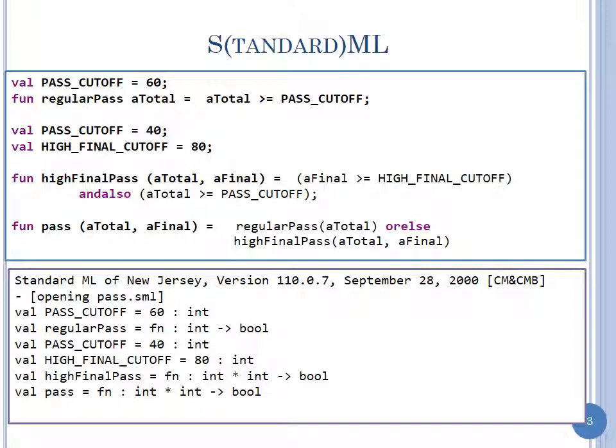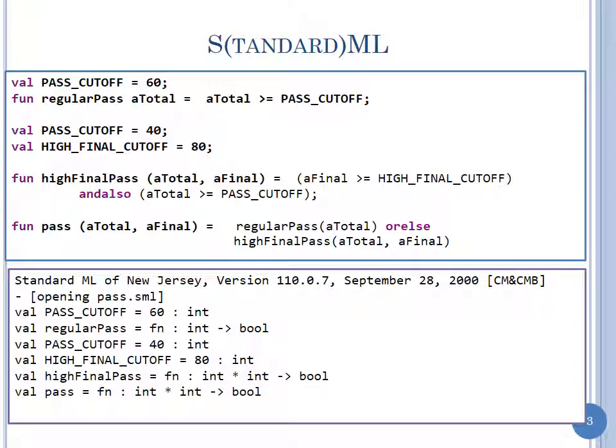So what's it telling you here? It's telling you I inferred that pass cutoff is an int, and I inferred that I'm going to make sure that everything you write after that is consistent with my inference. At compile time. Okay?